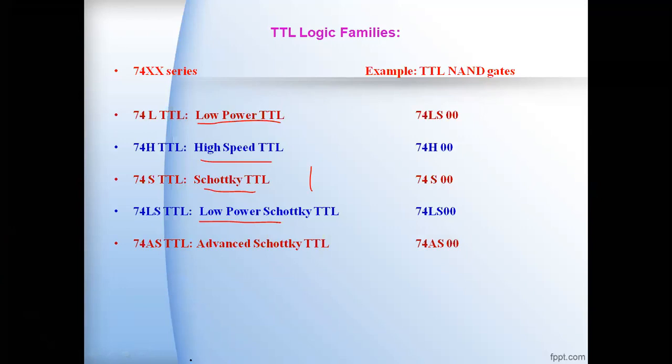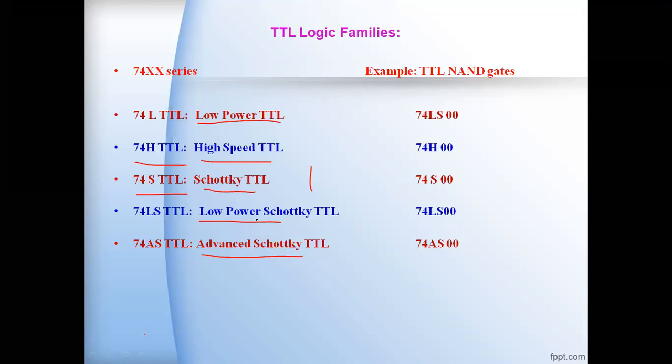So what is the advantage, the benefit, with the advanced Schottky TTL? The speed is twice that of the 74 TTL and the 74S TTL. The AS advanced Schottky has twice the speed with the same power requirement. At the same power requirement, it has double the speed. So that is the advantage with the AS TTL.